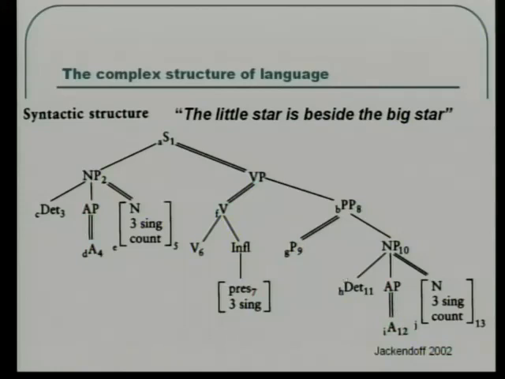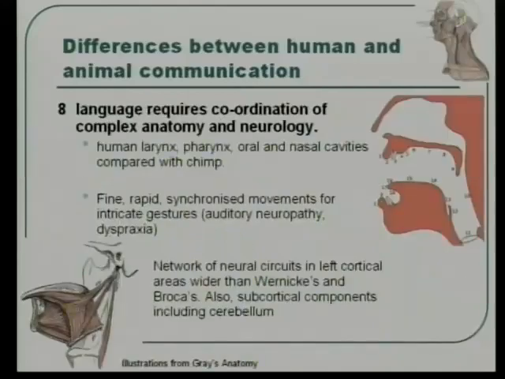Okay, the next structure here is the verb agreement. The little star is. There's only one little star, so we're using is. There's no agreement of nouns and function in the sentence, because in this sentence there is none. There's no he, she, any pronouns, so I can't demonstrate that here. But that shows you the complex structure of our grammar.